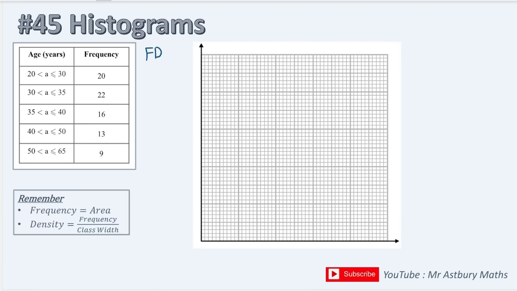You're going to want to write a frequency density column on your table. So you take the frequency 20 and you divide it by the width, and that width is the gap between the two points, so that's 10. So 20 divided by 10 is 2. We take 22 here and we divide it by 5, which is going to give you 4.4. You take 16 and you divide it by 5, which is going to give you 3.2. You take 13 and you divide it by 10, which is 1.3. And you take 9 and you divide it by 15, which gives you 0.6.